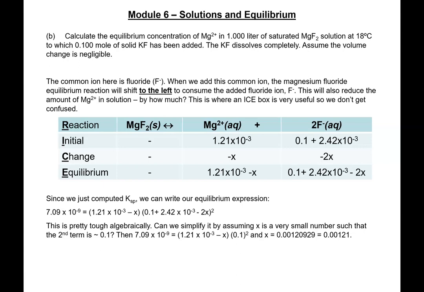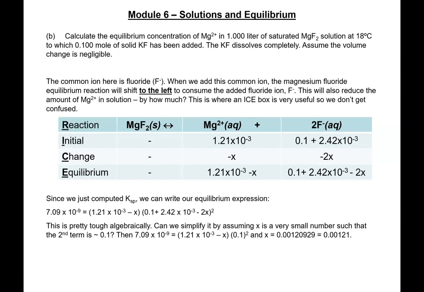Let's assume that x is pretty small such that the second term is really 0.1. If I look at 2.42 times 10 to the minus third, that's 0.00242. And if I assume that x is pretty small, then that entire term is going to be about 0.1. So that allows me to make the simplifying assumption, and now I can solve for x. All right, otherwise I'd have a 4x squared, and it would just be kind of a mess.